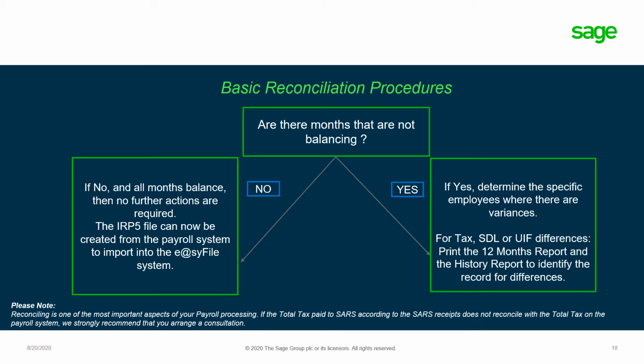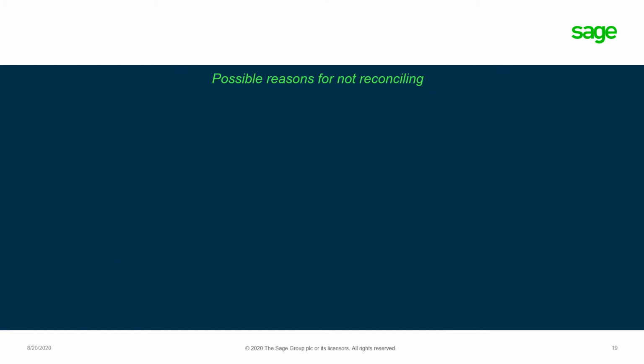Please note, reconciling is one of the most important aspects of payroll processing. If the total tax paid to SARS according to the SARS receipts does not reconcile with the total tax on the payroll system, we strongly recommend that you arrange a consultation. Possible reasons for not reconciling.